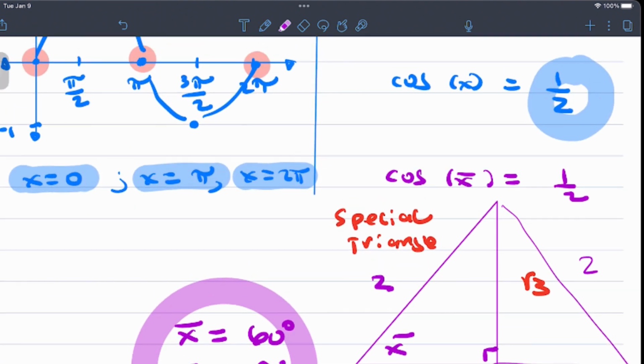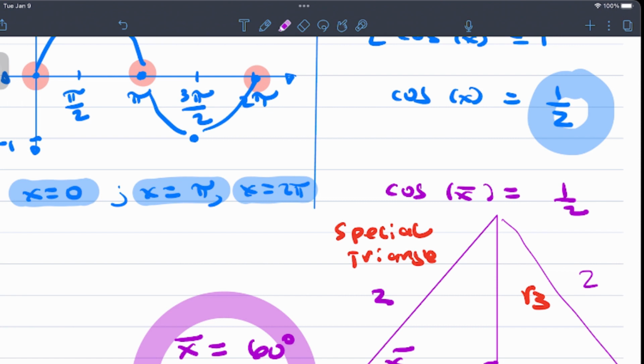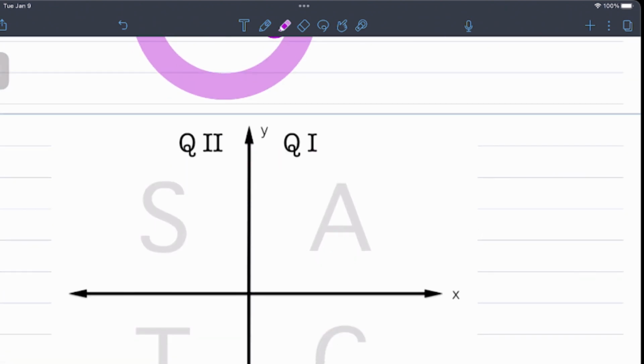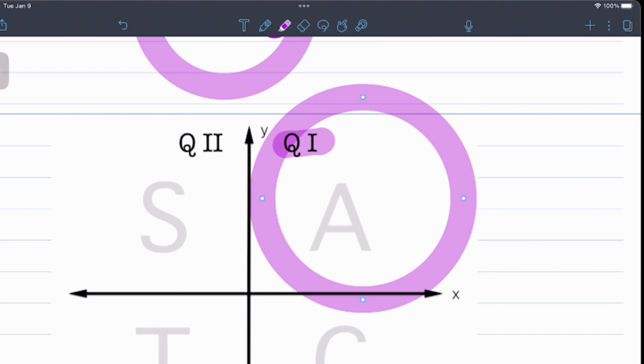So where is cosine positive? What quadrants do we mean cosine's positive? Do you guys remember? Well, in the first quadrant, cosine's positive. We know about that. That's the whole point of the reference angle. This here is 60 degrees, right? Or pi over 3. So that's my first solution.